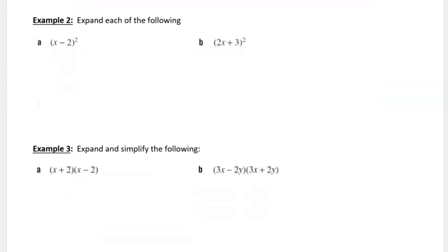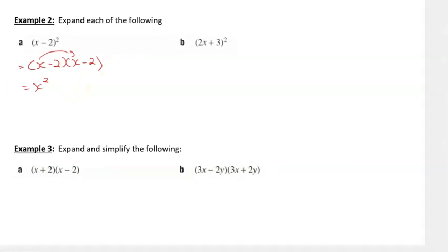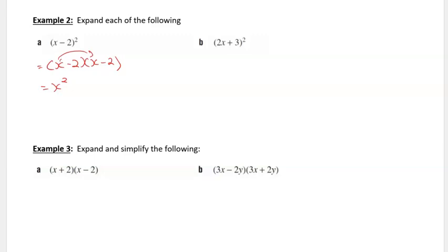So let's have a look. Expand each of the following. So x minus 2 squared is to say the same as x minus 2 times x minus 2, because that whole thing in brackets is squared. So I'm going to do my firsts, x squared. And am I going to plus or am I going to minus? And what am I going to do next? X times negative 2, so that's minus 2x. And then I'm going to have negative 2 times x, so minus 2 more x's.